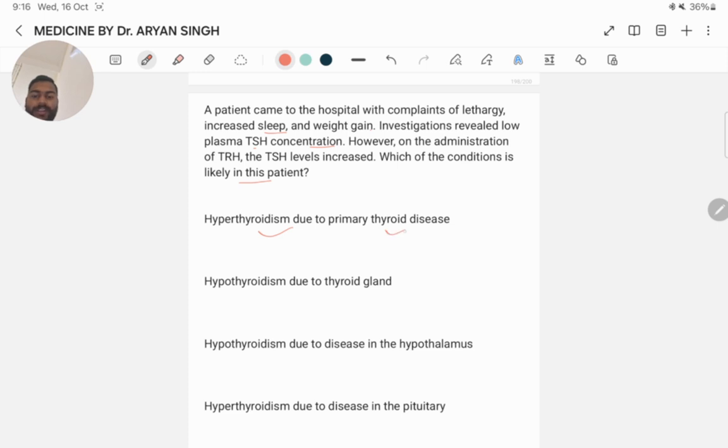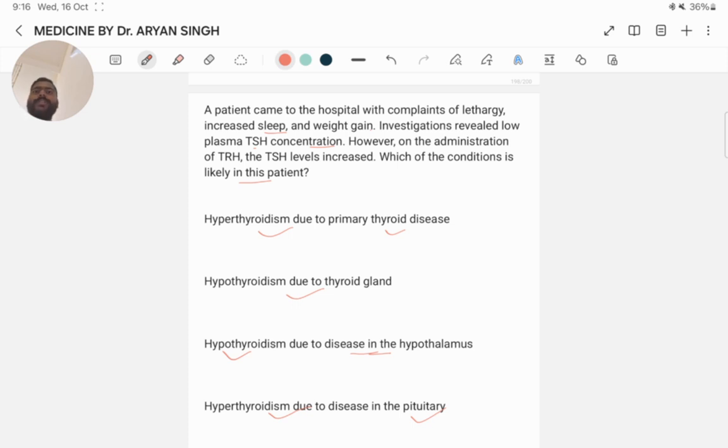Hypothyroidism due to primary thyroid disease, hypothyroidism due to thyroid gland, hypothyroidism due to decrease in the hypothalamus, hypothyroidism due to decrease in the pituitary. Here the correct answer is hypothyroidism due to decrease in the hypothalamus, because the scenario described in the question is indicative of dysfunction at the level of the hypothalamus.